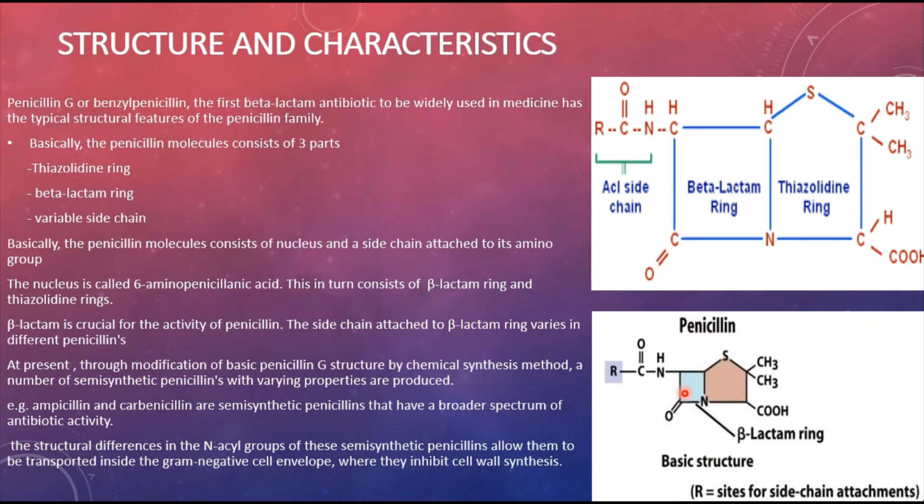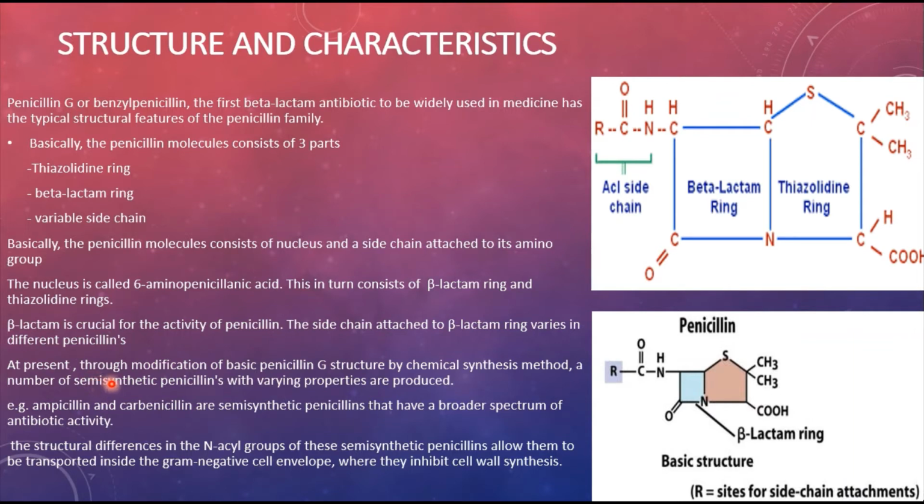The beta-lactam ring is very crucial for the activity of penicillin, and the side chain attached to it varies in different penicillins. For example, if it is a benzyl structure, we call it benzyl penicillin. If we have a phenoxymethyl, we call it penicillin V. In the same manner, if we have an N-pentenyl, we call it N-pentenyl penicillin. So this is the position that differs from one penicillin type to another.